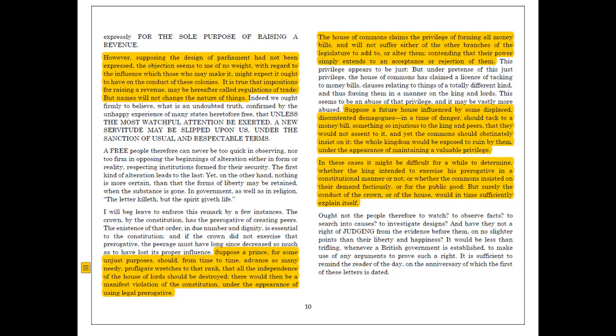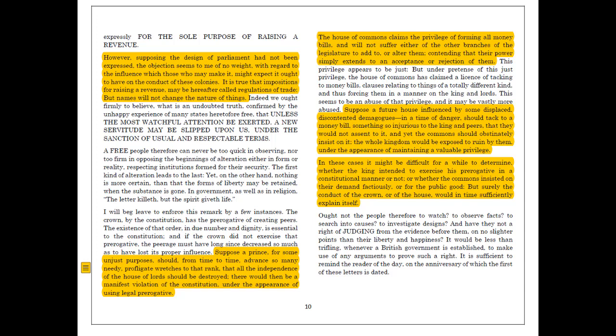The House of Commons claims the privilege of forming all money bills and will not suffer either of the other branches of the legislature to add to or alter them, contending that their power simply extends to an acceptance or rejection of them. Skip down. Suppose a future House, influenced by some displaced, discontented demagogues, in a time of danger, should tack to a money bill something so injurious to the king and peers that they would not assent to it, yet the Commons should obstinately insist on it. The whole kingdom would be exposed to ruin by them under the appearance of maintaining valuable privileges. In these cases, it might be difficult for a while to determine whether the king intended to exercise his prerogative in a constitutional manner or not, and whether the Commons insisted on their demand factiously or for the public good.